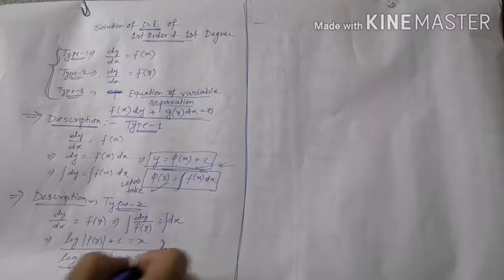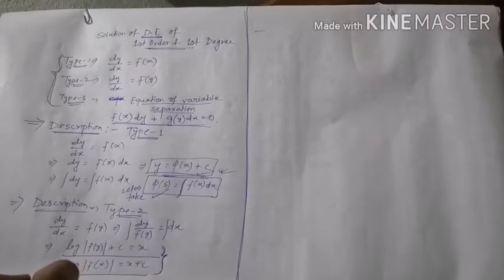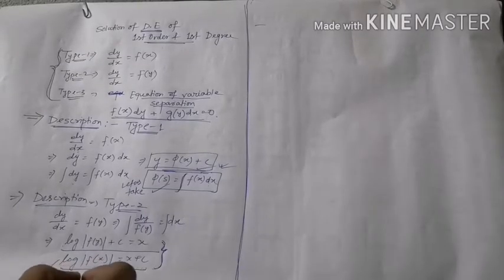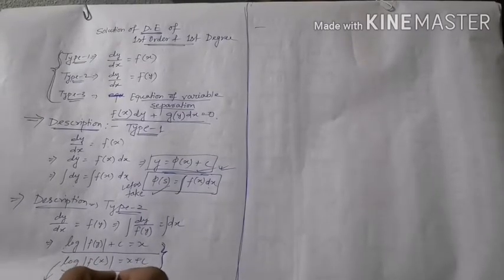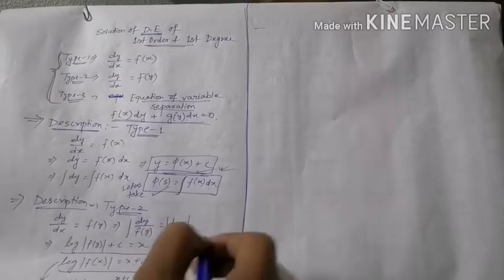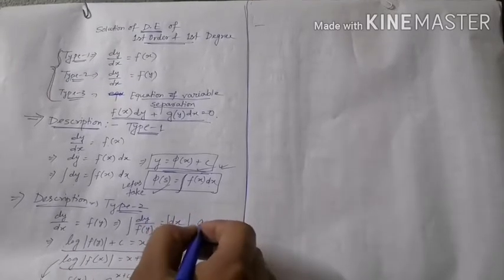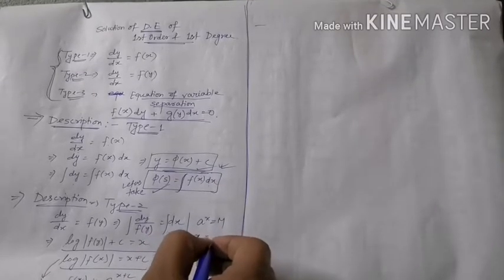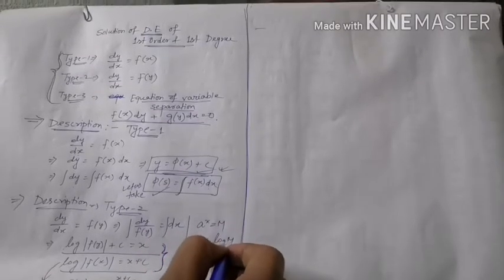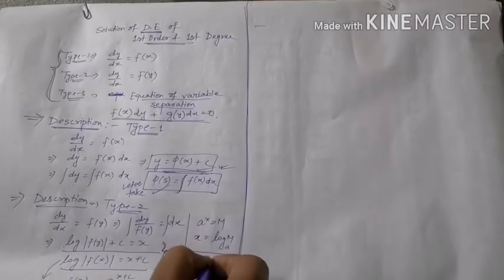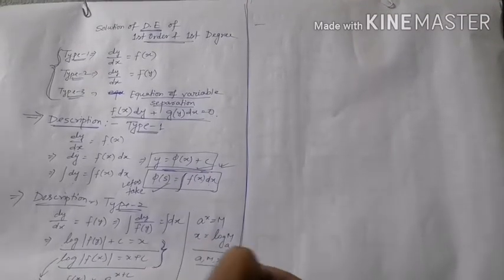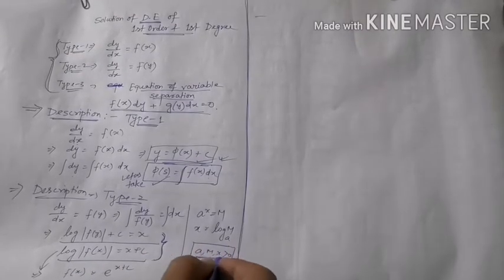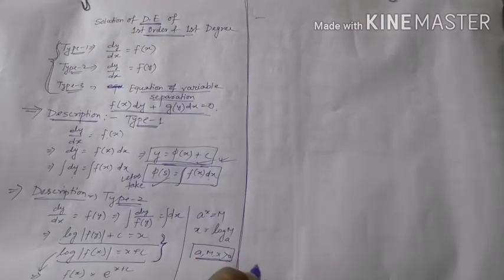So if we take this one, we can get f of x equals e to the power x plus c, because we know the definition of log. If a to the power x equals m, then we can write x equals log m base a, where a, m and also x are greater than 0. This is the definition of logarithm. So we can write like this.